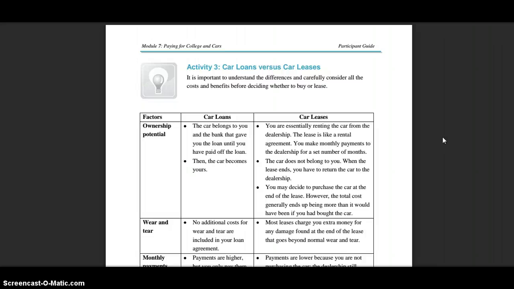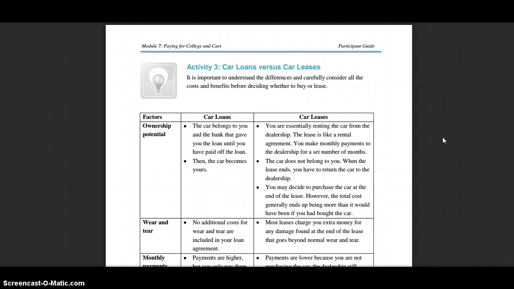Factors. Ownership potential. This means the chance that you will own the car. A car loan. The car belongs to you and the bank that gave you the loan until you've paid it off. Then the car becomes yours.